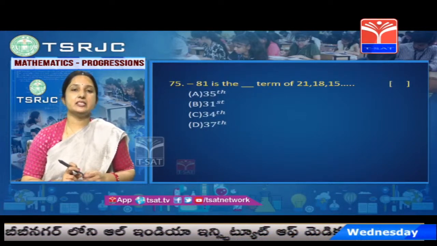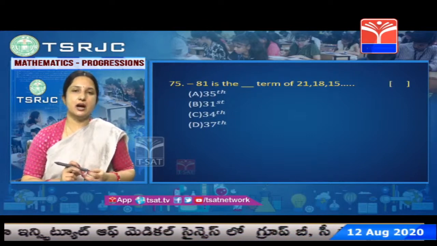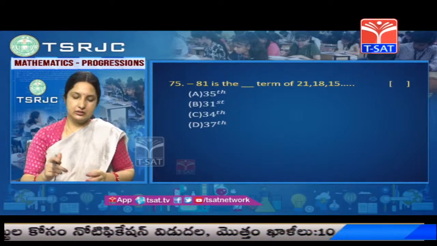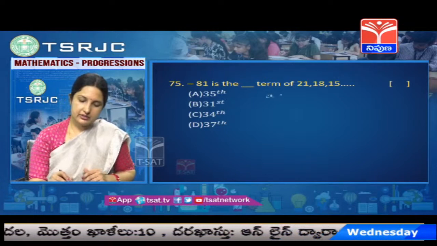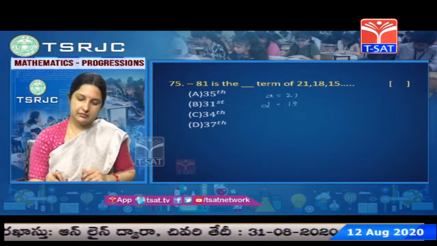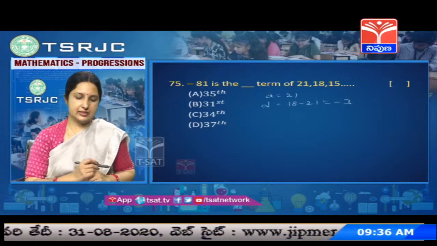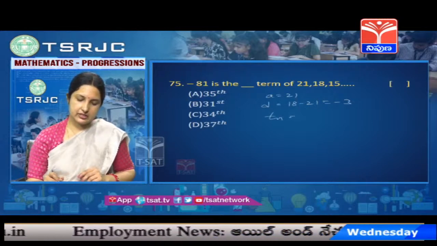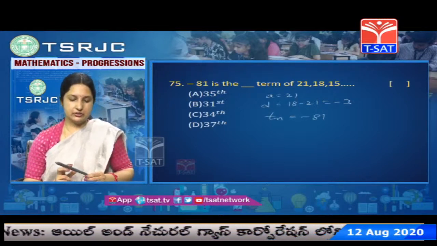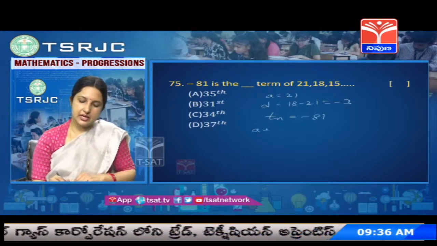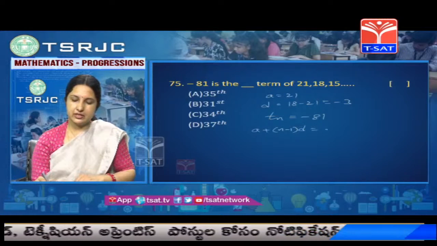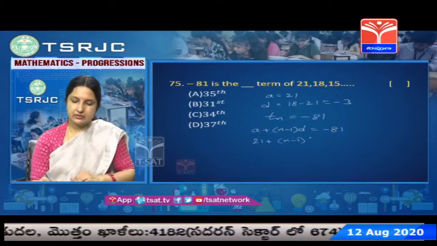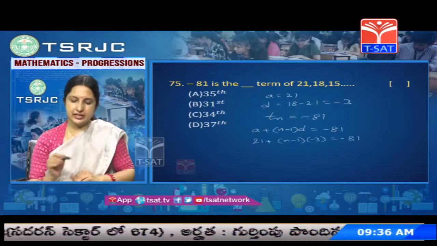Question number 75. Minus 81 is which term of 21, 18, 15. This is in arithmetic progression. So a equals 21, d equals 18 minus 21, which is minus 3. So which term is minus 81, that means Tn equals minus 81. Which term does it come at? That means a plus n minus 1 into d equals minus 81. So 21 plus n minus 1 into minus 3 equals minus 81.